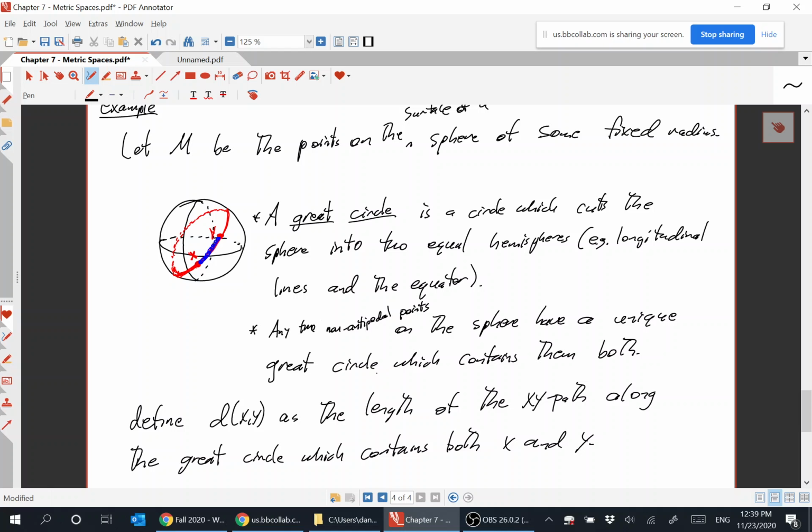Any 2 non-antipodal points on the sphere, like North Pole, South Pole. What do you call it? True north, true south, not magnetic north and magnetic south. Those are not quite antipodal, but true north, true south, those are antipodal points on the sphere. And those have infinitely, like all the longitudinal lines go through those points. But the distance between them is always the same. Anyway, but any 2 non-antipodal points have a unique great circle which contains both of them, and that's the cool thing about it.